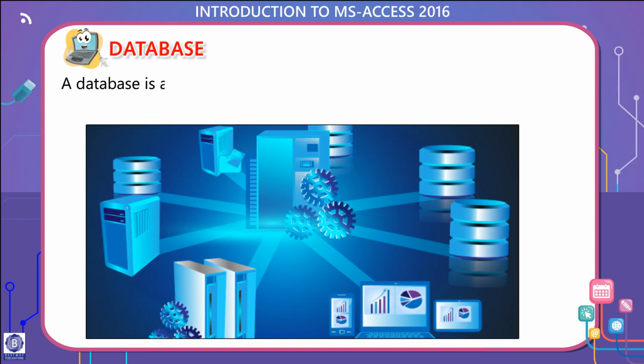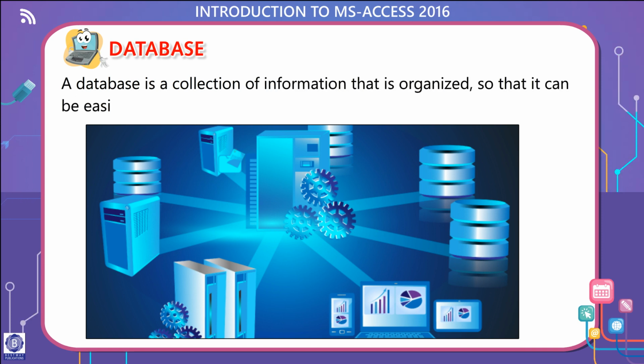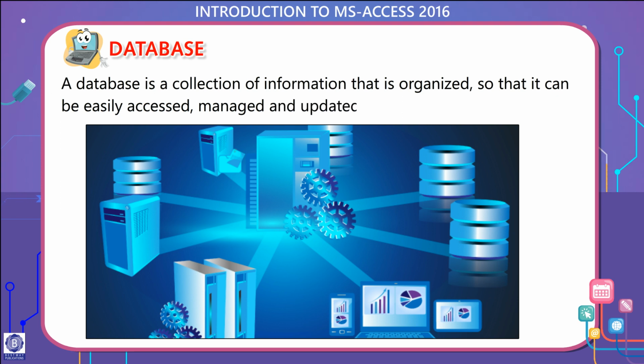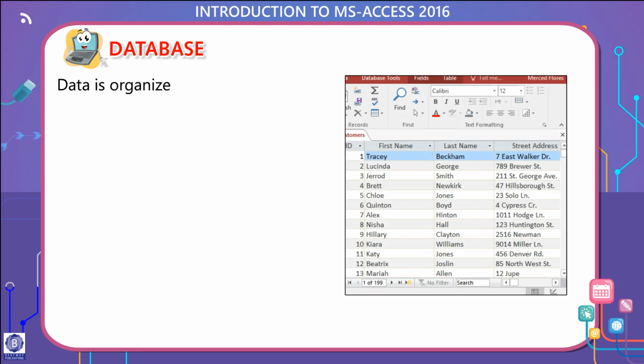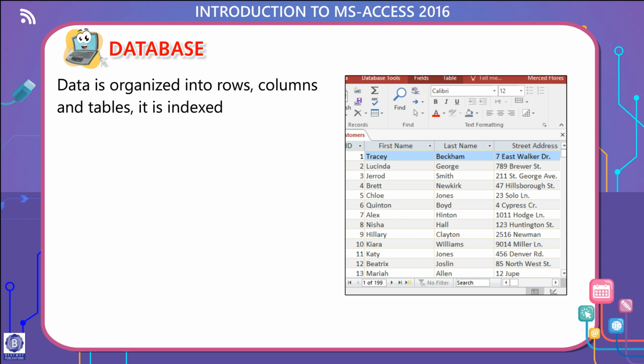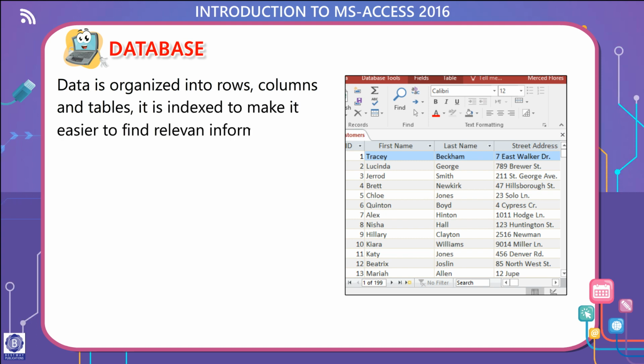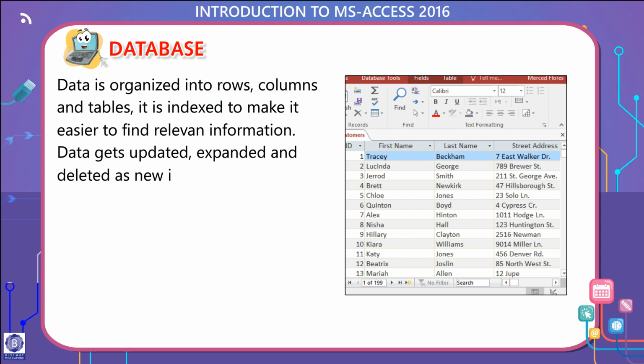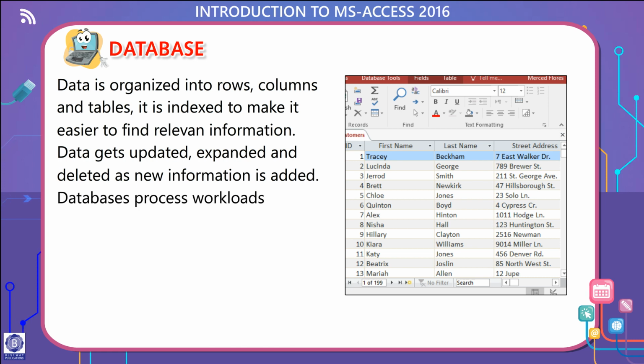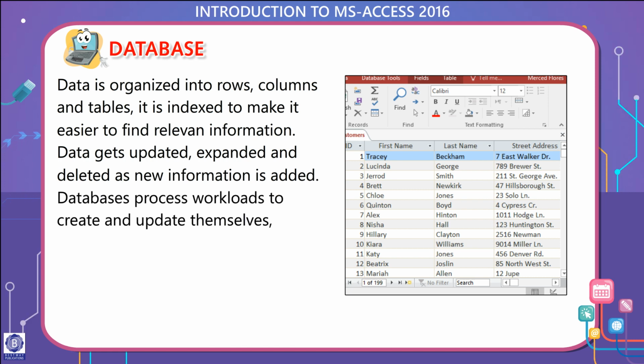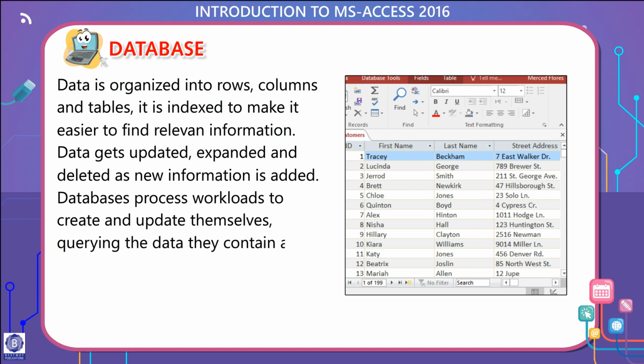Database. A database is a collection of information that is organized so that it can be easily accessed, managed, and updated. Data is organized in rows, columns, and tables. It is indexed to make it easier to find relevant information. Data gets updated, expanded, and deleted as new information is added. Databases process workloads to create and update themselves, querying the data they contain and running applications against it.